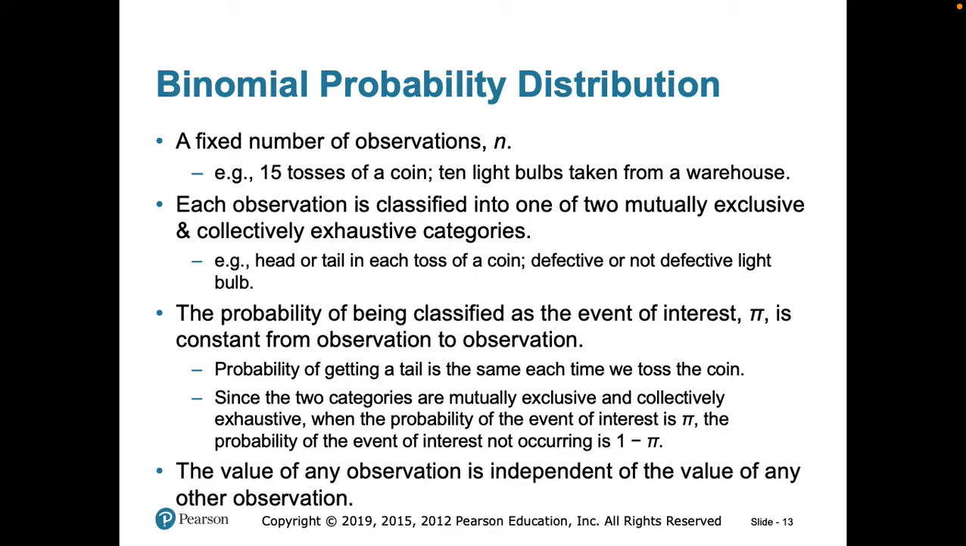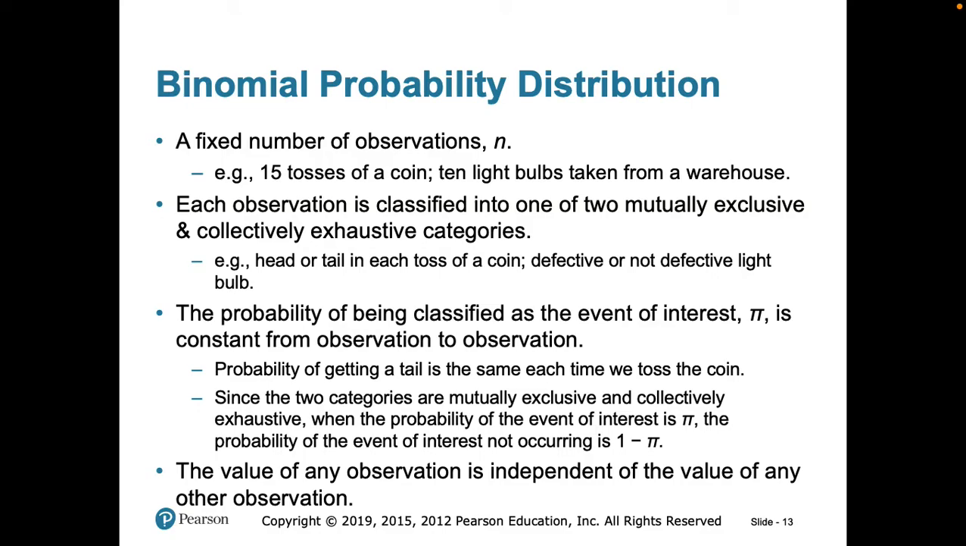So here is an example of a binomial probability distribution. You have a fixed number of observations, n. Remember, when we talk about the letter n, we're talking about a sample distribution, right? So this is a sample distribution. It's not a population distribution. So you toss a coin 15 times. You can have 10 light bulbs taken from a warehouse, and so on and so forth. Basically, each observation is classified into one of two mutually exclusive and collectively exhaustive categories.